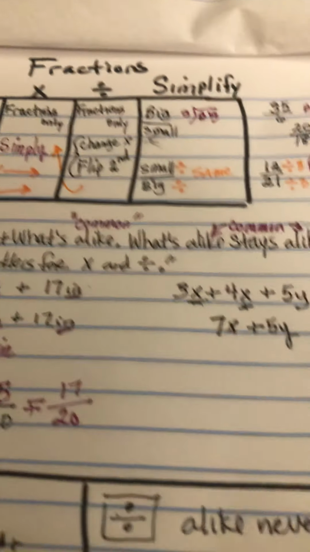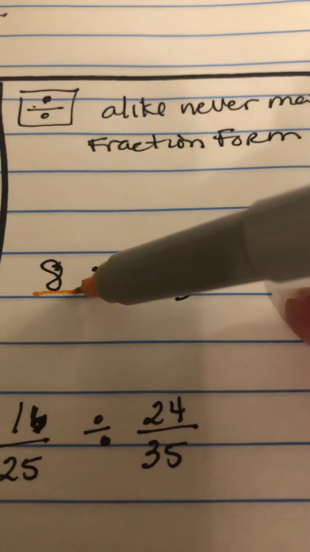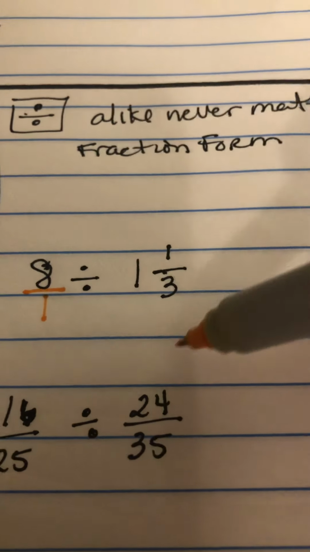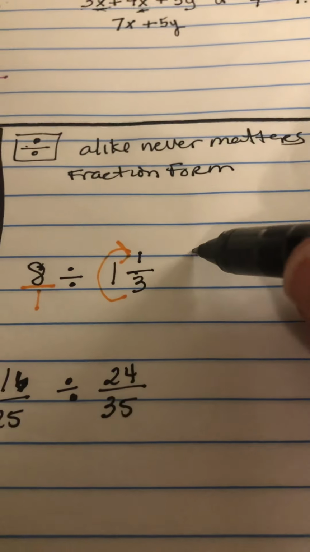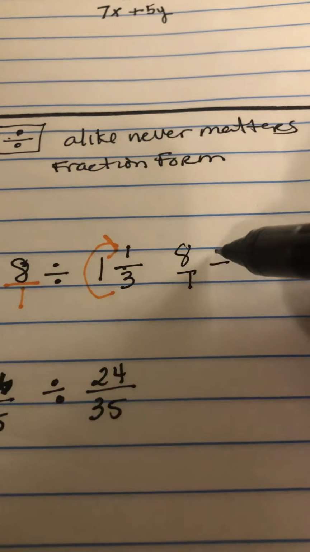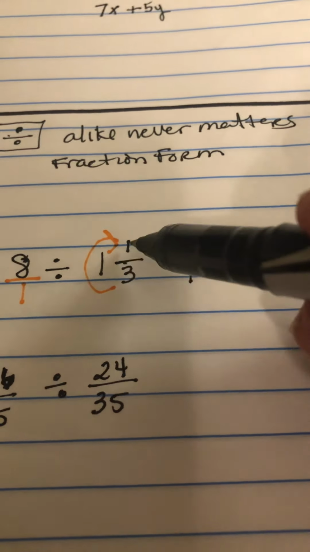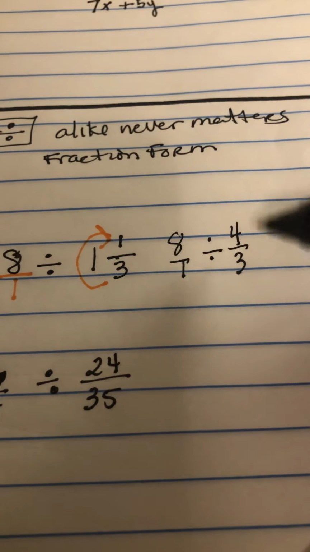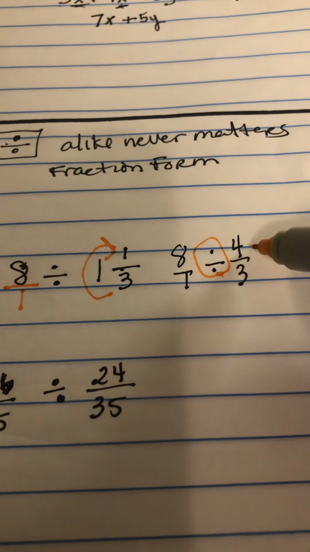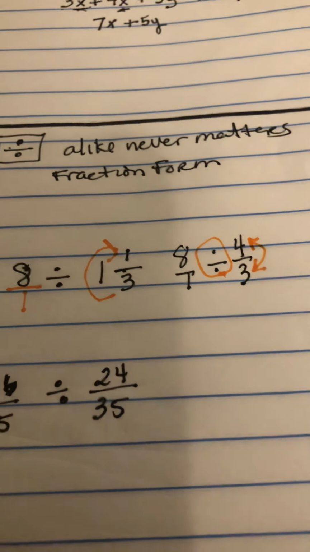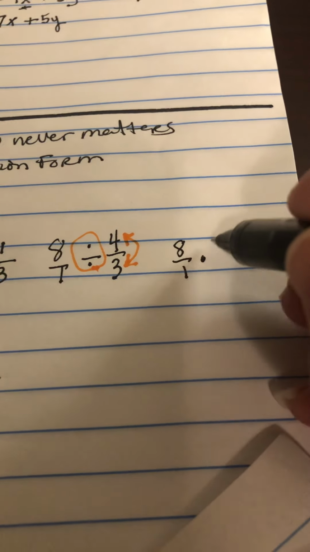All right, so let's look at it. We want to make sure we have fraction-only form. So we're going to put that over 1. We're going to come around the outside of this guy. So now we have 8 over 1 divided by 4 over 3, because 3 times 1 plus 1 gave us the 4. And now we need to change the division sign, and we need to flip the second fraction. So we're going to have 8 over 1 times 3 over 4.